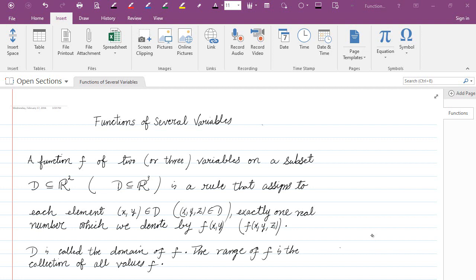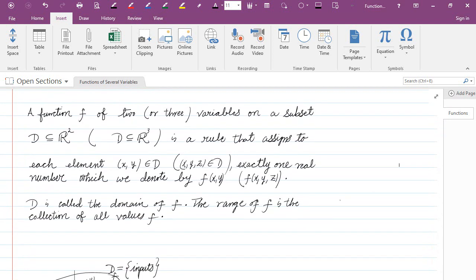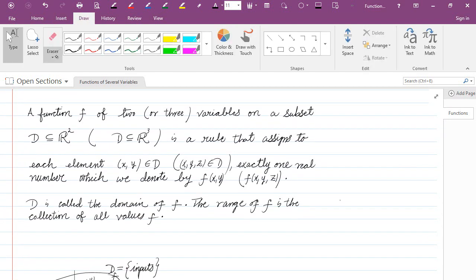All right, so today we start talking about real valued functions of several variables. A function f of two variables on a subset D of R2 is a rule that assigns to each element xy of D exactly one real number, which we denote by f of xy.